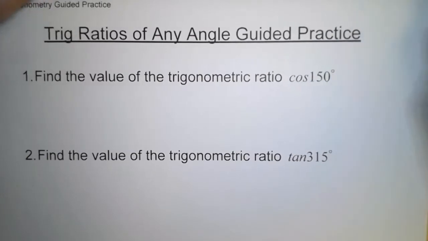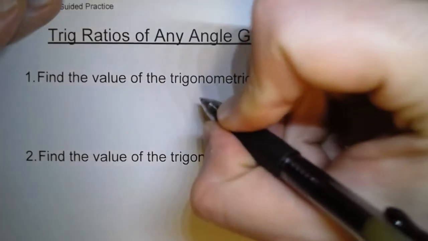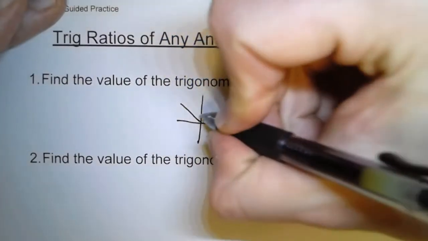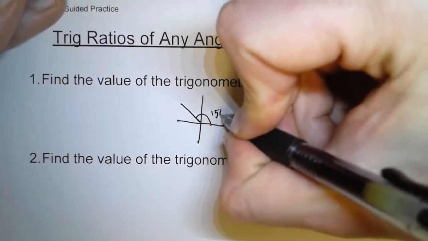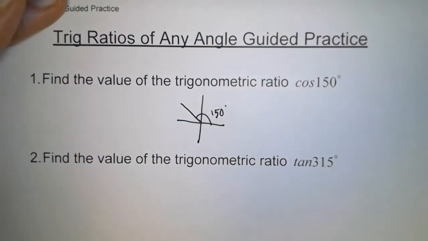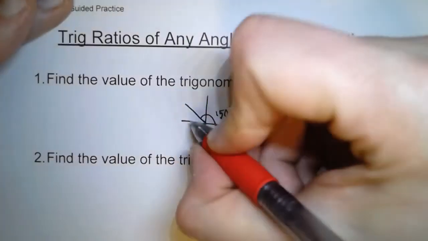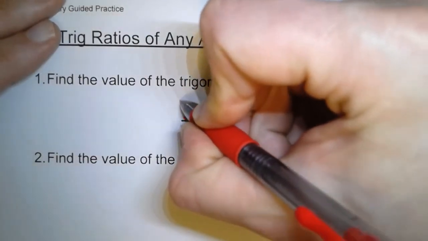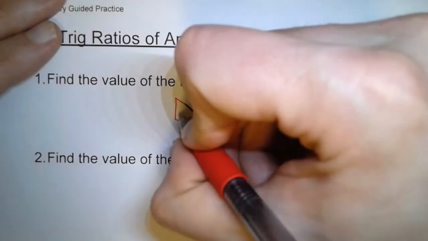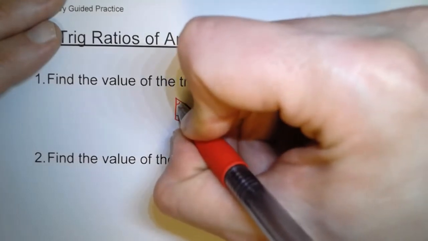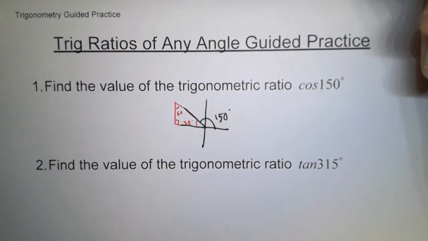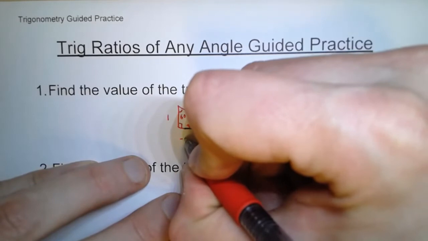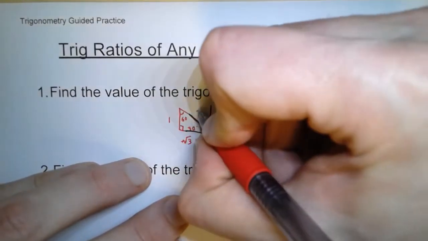So let's look at this first one. Cosine of 150 degrees. Well, what does a 150 degree angle look like? Well, it's just 30 degrees short of 180. Now, what is this angle right in here? This is 30. So let's fit a special triangle right there. That would be 30, that would be 90, and here would be 60. So what would these side lengths be? Well, this could be 1, this could be square root of 3, and this could be 2.